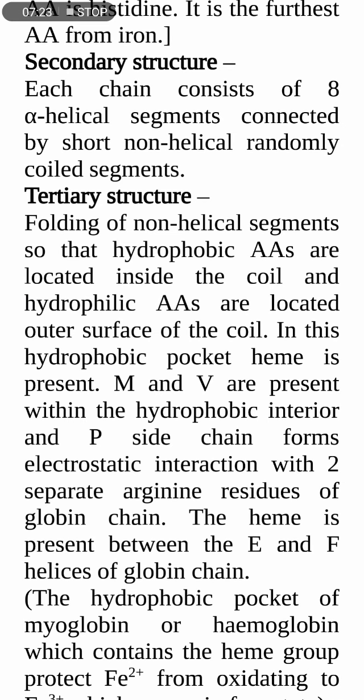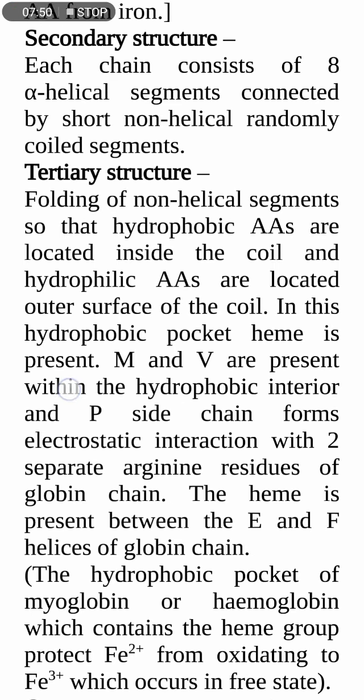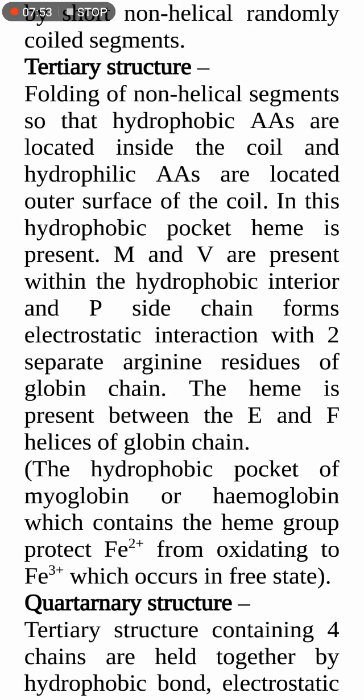All the substituted groups, mostly the methyl groups and the vinyl groups, are situated within the central core of the globin, the hydrophobic pocket, and the propyl groups are situated in the periphery. So the iron in ferrous state is situated within the core. These are the tertiary structure.